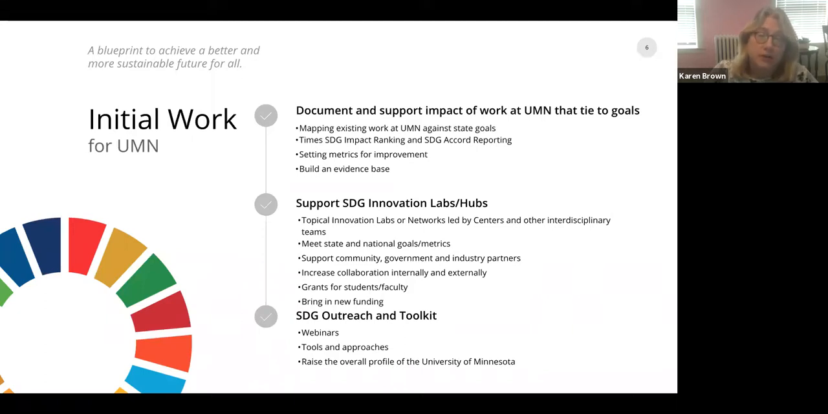Initially, we're doing several things as part of the initiative. One is documenting and supporting the impact of work at the University of Minnesota related to the goals. So for example, we're mapping our existing work related to each of the Sustainable Development Goals, and we're looking at participating in some external rankings and reporting processes to show the impact of the work that we're doing. We're also supporting networks and innovation labs or hubs within the University of Minnesota on different goals to bring interdisciplinary groups together and connect them to community, government, and industry partners to increase collaboration both inside of the university and outside. And then finally, we're putting together a set of tools and communications. So these webinars are one of those. We also have a variety of other resources available on the website at the university that's part of the Global Programs and Strategy Alliance, which is the unit supporting our work.